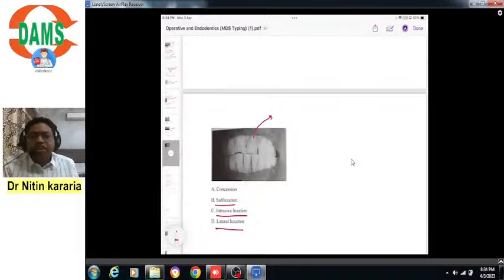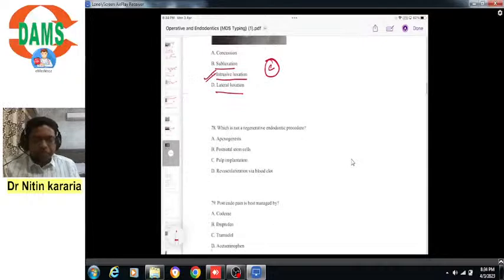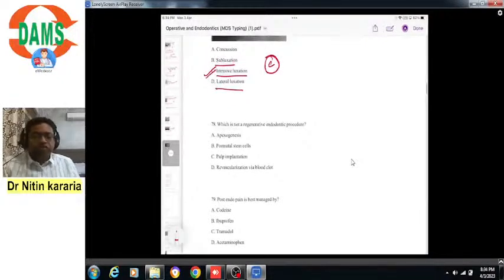So looking at the condition over here, you can make out that the incisal edge of this tooth is here and this tooth is slightly up, so it is intrusive luxation. Answer to this question would be C. You can see there is a subtle difference in the occlusal plane of the two teeth. So move over to the next question.